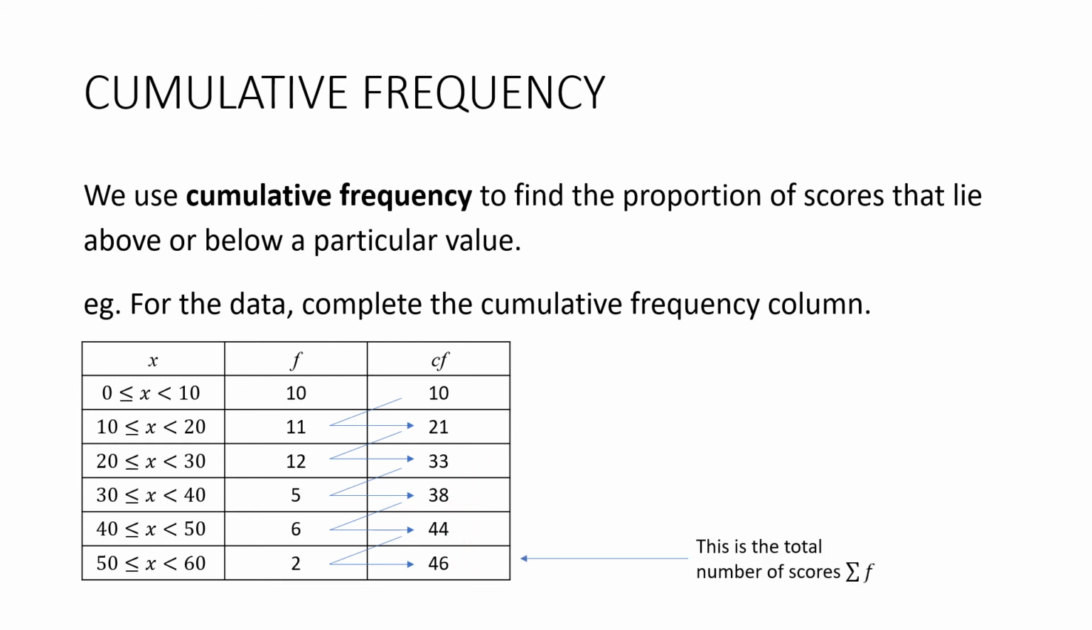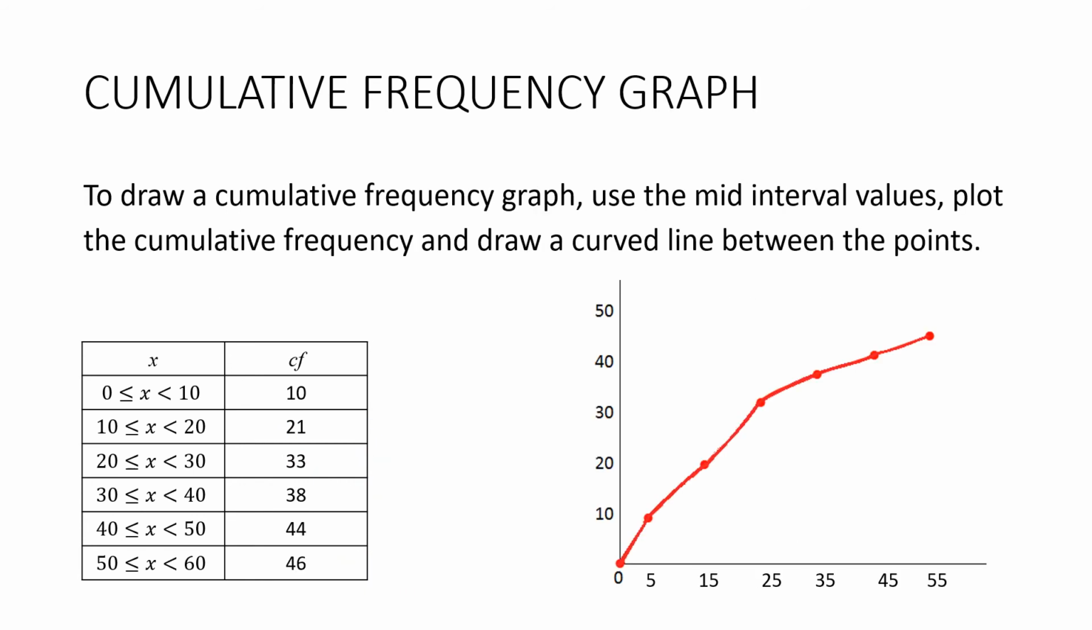And that number down the bottom is the total number of scores, so the same as if we had just added that up in one go. There are 46 scores altogether. If we want to draw a cumulative frequency graph, then we use the mid-interval values. So they are 5, 15, 25, 35, 45, and 55. We plot the cumulative frequency at those points and we draw a curved line between the points.